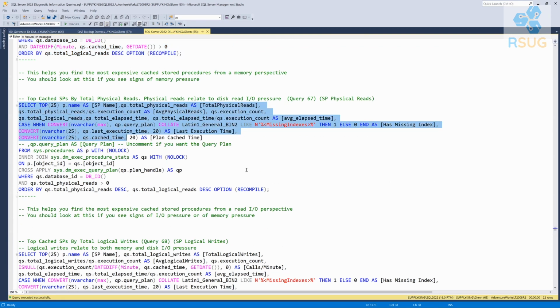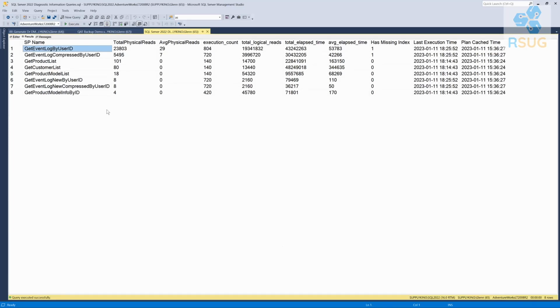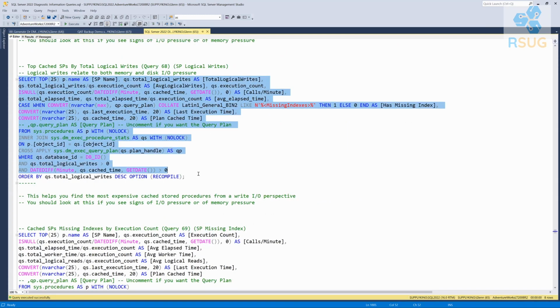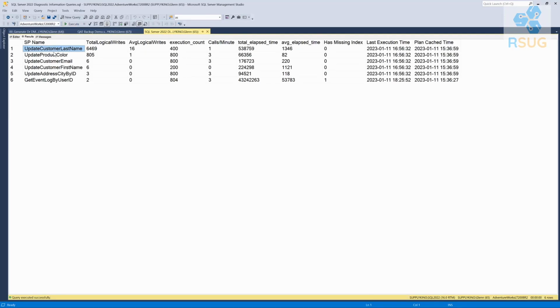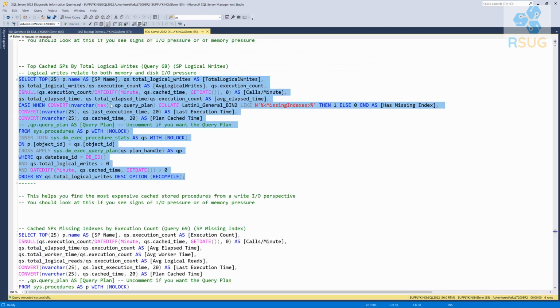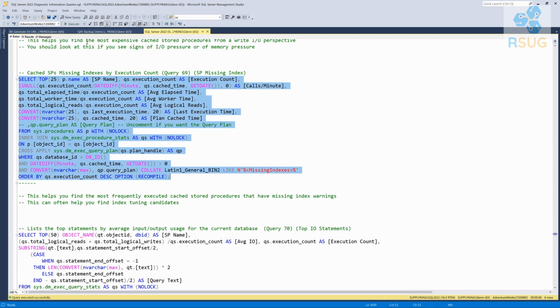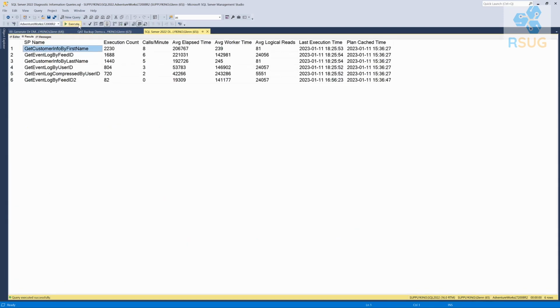And then here's the same thing for physical reads. It means it's having to go out to disk to find what it needs. And here's the same thing for logical writes, which stored procedures are causing the most write activity. And you can kind of tell by the names, right? And then this one shows you which cached stored procedures in this database have missing index warnings.